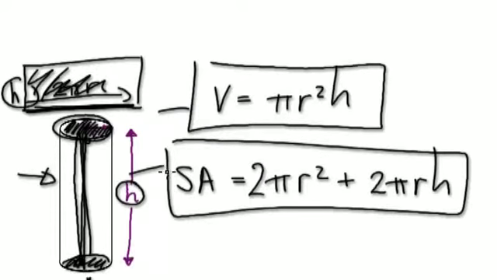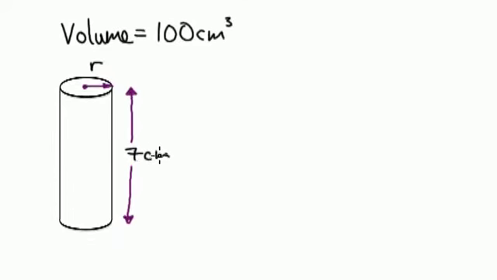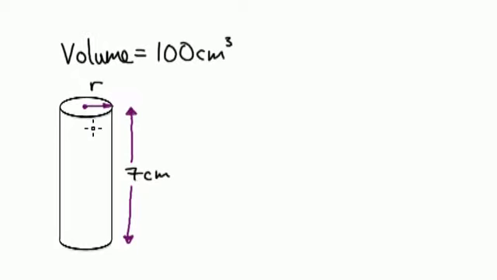So once you have the two formulas, you can put them to use now. Okay, here's the example. This cylinder has a volume of 100 centimeters cubed. It has a height of 7. What is the radius? Well, we are talking about volume, so let's write down the formula for volume. So visualize it like this.